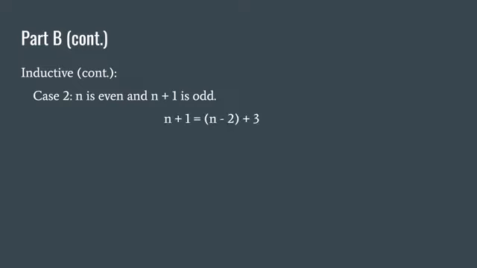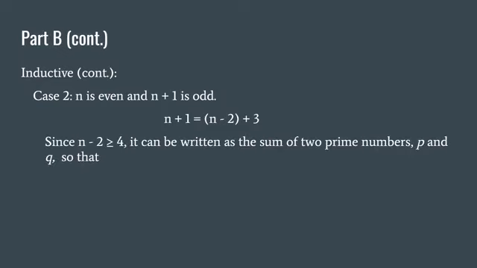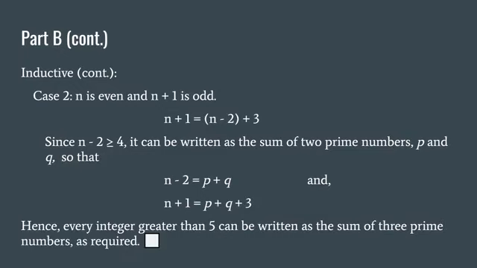Moving on to case number 2, n is even, which makes n plus 1 odd. So we have n plus 1 is equal to n minus 2 plus 3, and since n minus 2 is greater than or equal to 4, it can also be written as the sum of two prime numbers, p and q, such that n minus 2 is equal to p plus q, and n plus 1 is equal to p plus q plus 3. So in both cases, we see that every integer greater than 5 can be written as a sum of three prime numbers as required.